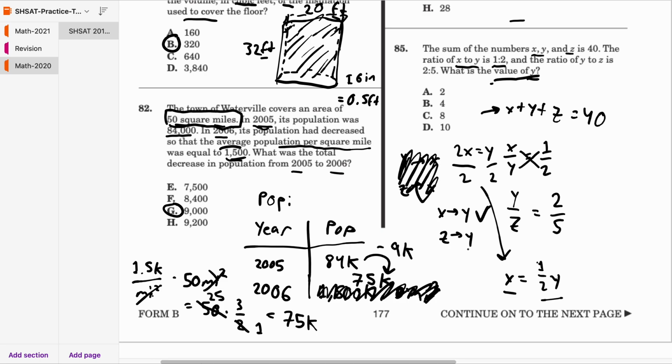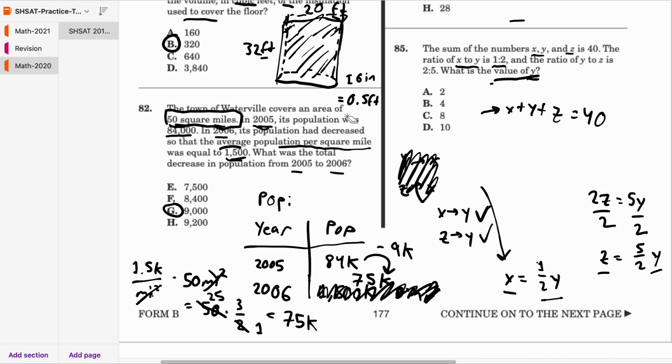And then if I want to express z in terms of y, let me cross multiply. So I get 2z is equal to 5y. And then I want to isolate z, so I'm solving in terms of y. So I get z is equal to 5/2 y. So I've expressed z in terms of y. That's my second one. Now let me erase the original stuff so that I can do the remaining computation.